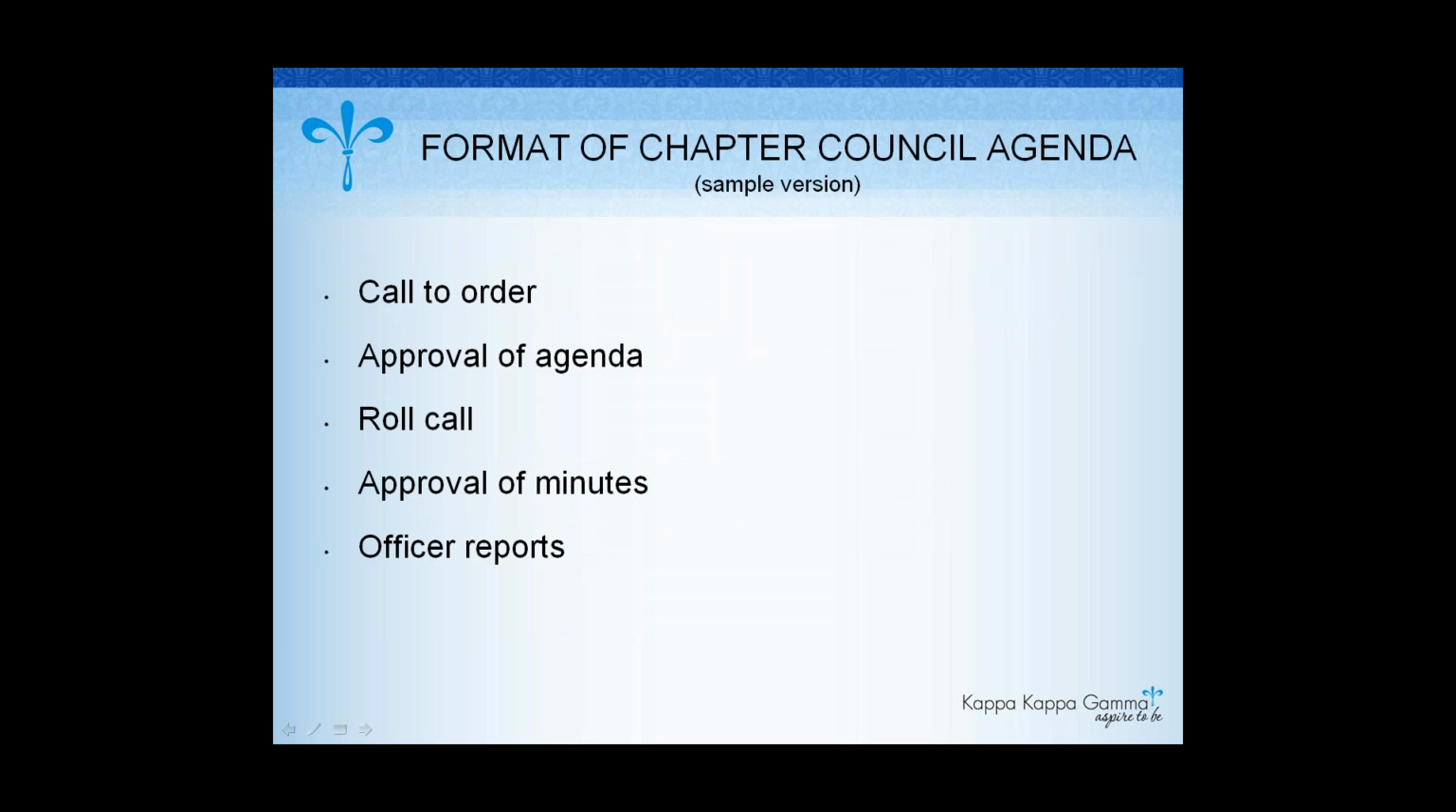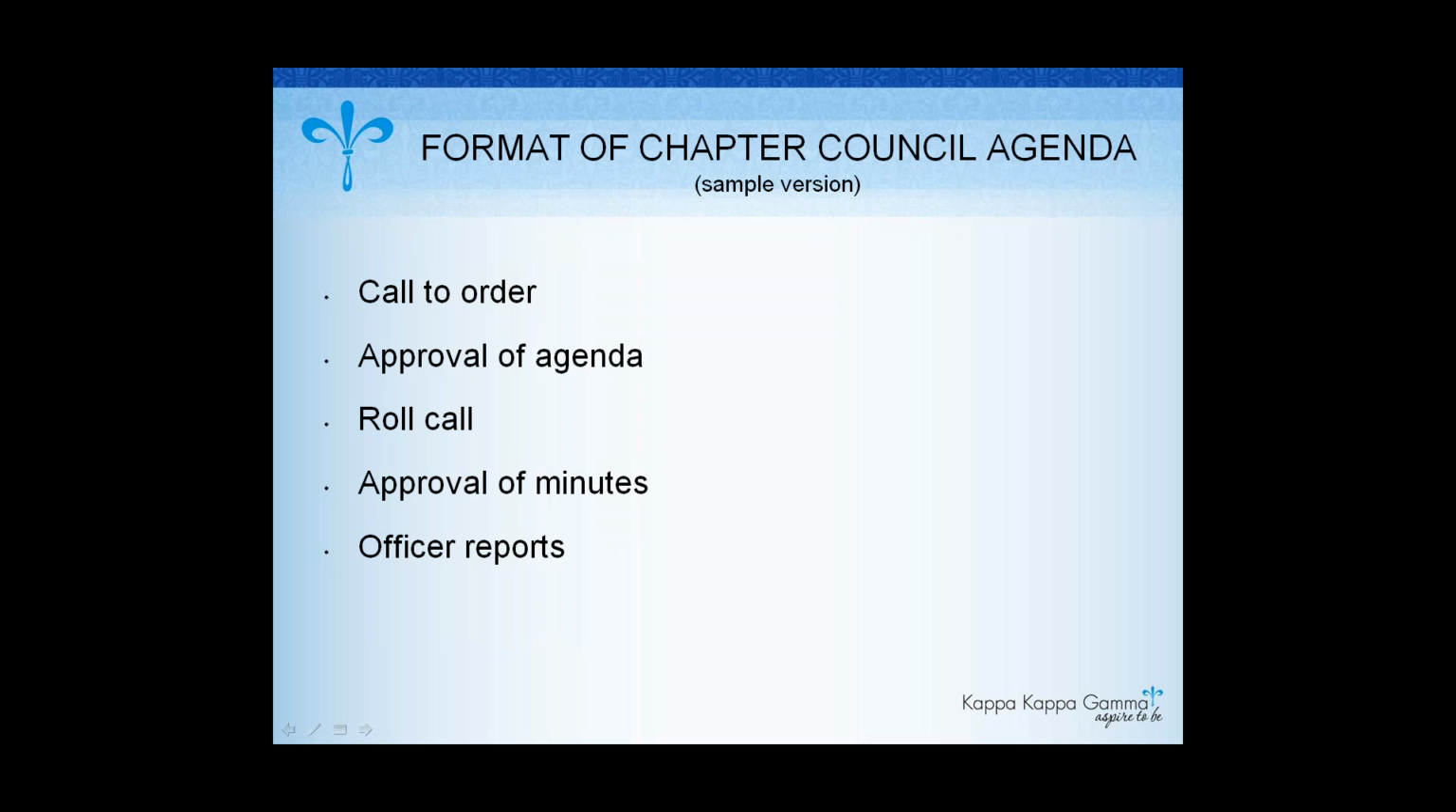So what we're going to do now is briefly go over a format of a chapter council agenda, and then our chapter agenda, and then we'll go into more specifics. So if we're looking at an agenda itself, the first thing that the chairman, the president, does is call to order. They just make sure that they say the meeting comes to order. You usually approve the agenda, and you can approve it as written or as posted. It doesn't matter. And that's a motion.